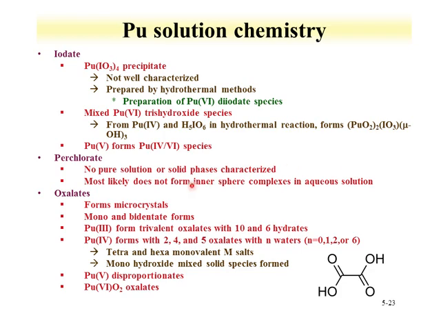Microcrystals can be formed with plutonium. The 4 and the 3 form precipitates. The 3 forms with 10 to 6 waters, and the 4 can form with 2, 4, and 5 oxalates with a given number of waters, anywhere from 0 to 6. As with other organic acids, the plutonium-5 tends to disproportionate, and you can form the plutonium-6 oxalates in solution, and they will precipitate.